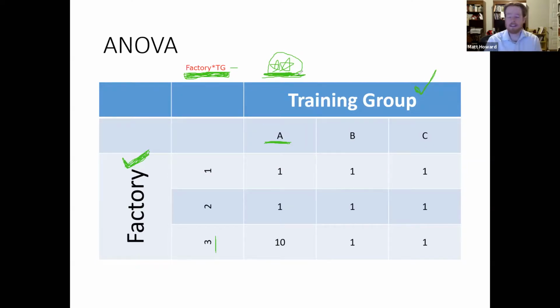If our interaction is not significant, we would then still interpret these direct effects. So if our interaction is not significant, we would still look at these direct effects, the effect of factory and the effect of training group. It's only when this interaction is significant do we not interpret these.